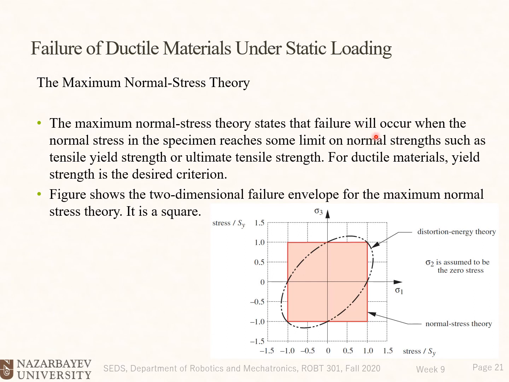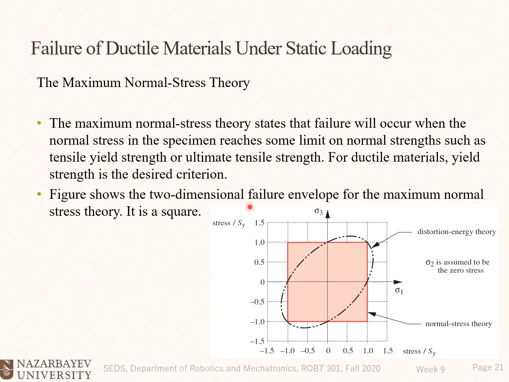Okay, so the last theory that we want to discuss is the maximum normal stress theory. And we are still in the ductile materials. The maximum normal stress theory states that failure will occur when the normal stress in the specimen reaches some limit on normal strength, such as tensile strength or ultimate tensile strength. For ductile materials, yield strength is the desired criterion.